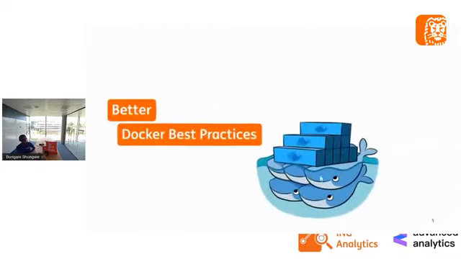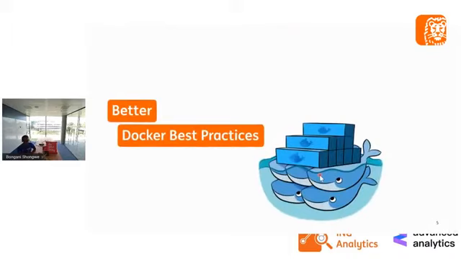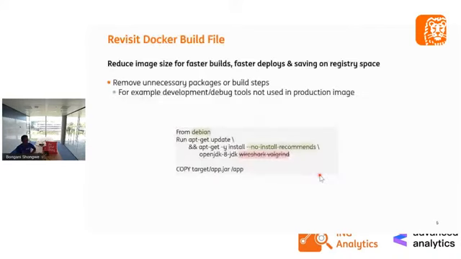Now, on to making things better. We decided to revisit the Docker best practices, and I won't spend too much time on this. What I will do is highlight some of the best practices we continuously follow in our development process. When you make sure you're adopting best practices, the first thing you want to do is reduce your image size for faster builds, faster deployments, and it actually saves space on your registry.